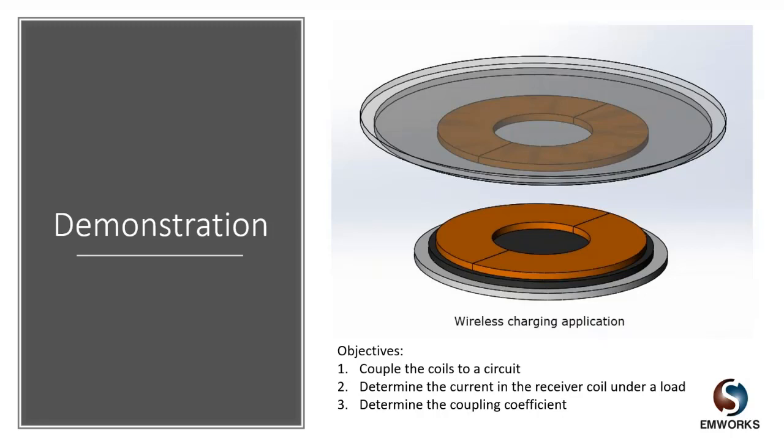Then we will also be able to compute the current flowing through the receiver coil, especially through the load in the receiver coil. Finally, we will be able to determine the coupling coefficient for this particular system. And we can make a study of how the coupling coefficient varies as the distance between the coils vary.